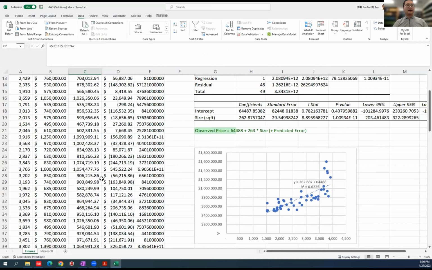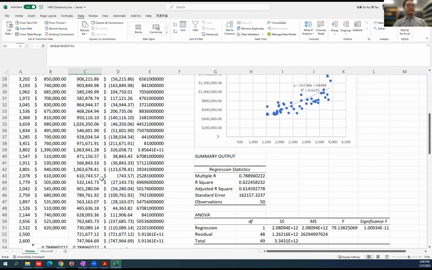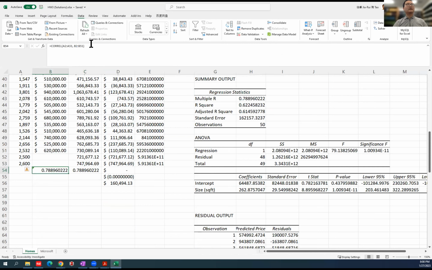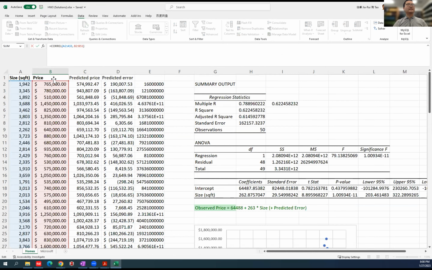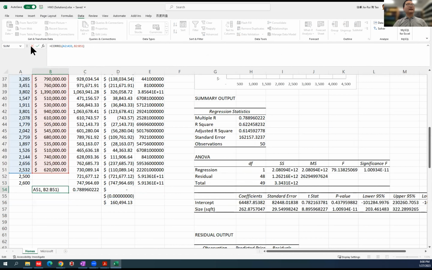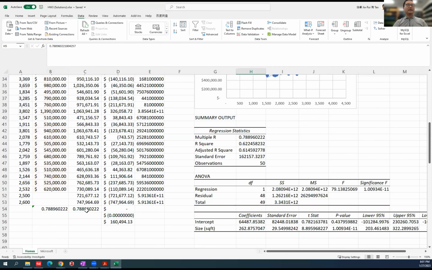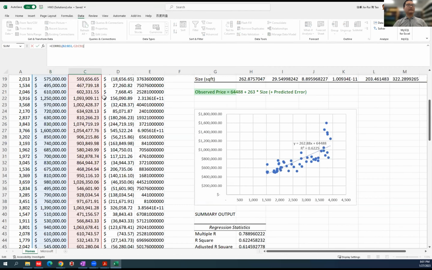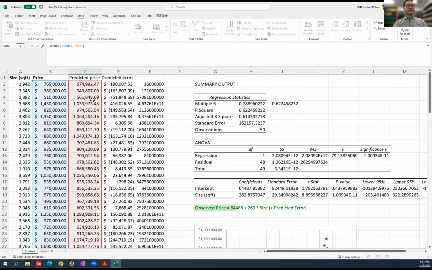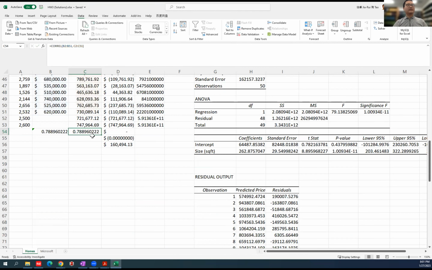I demonstrated in my case that if we calculate the correlation between square footage and price, we see that the correlation is 0.79, which exactly matches what the linear regression summary output table shows as multiple R. If we calculate a correlation coefficient between price and predicted price, the same correlation emerges again.